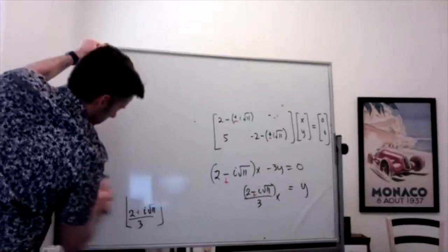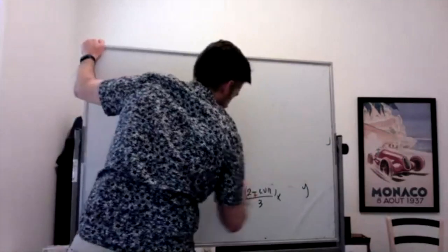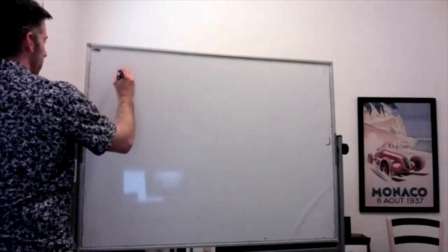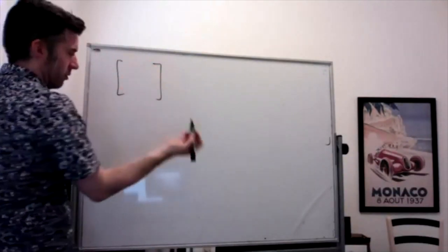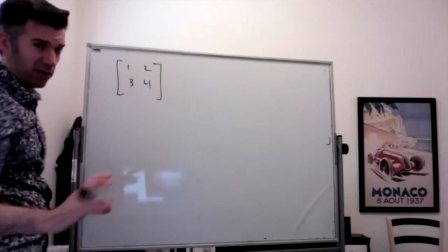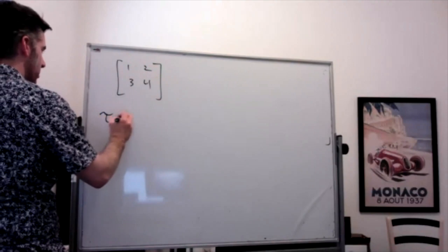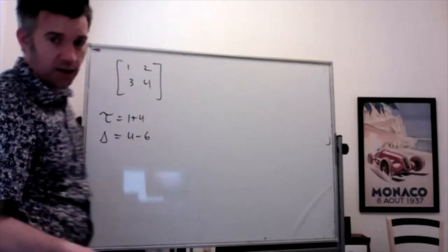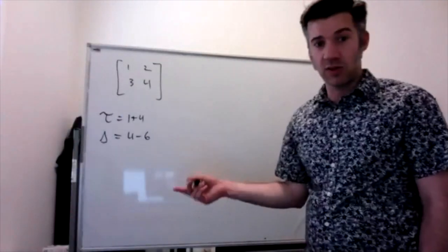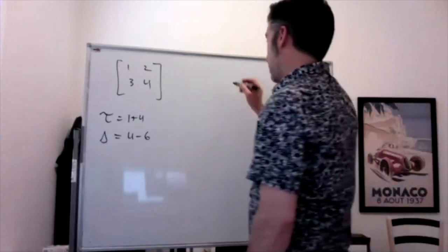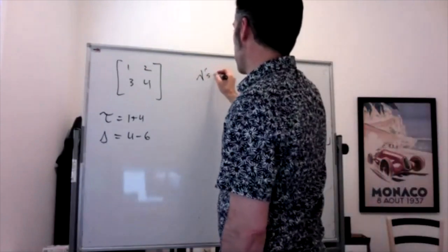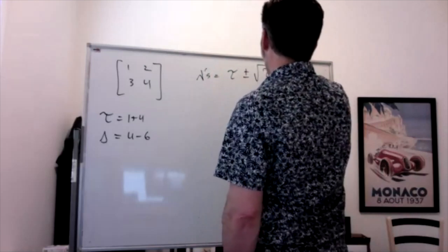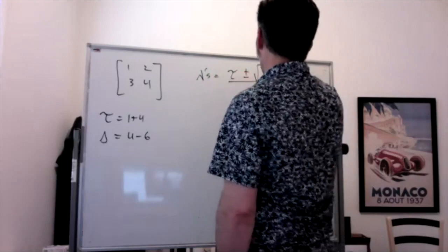So here's the deal. When you use the trace determinant method, let's say we have some matrix, I don't know what it is, 1, 2, 3, 4. I don't really care. The trace is 1 plus 4. The determinant is 4 minus 6. But then we use that to find the solutions using the quadratic formula, right? The eigenvalues are the trace plus or minus the square root of the trace squared minus 4 times delta, all over 2.